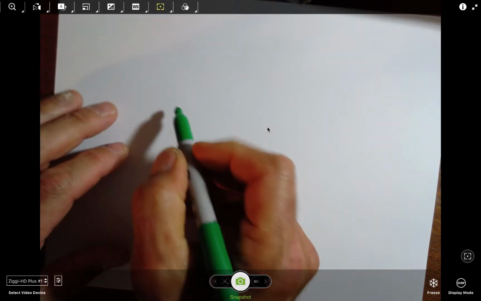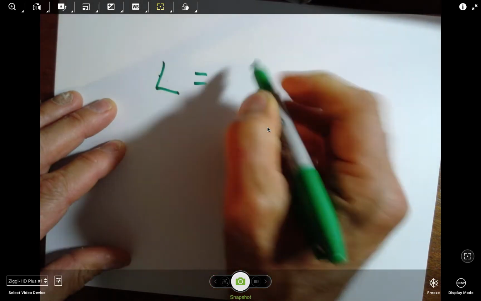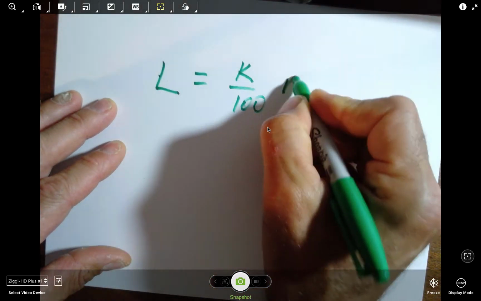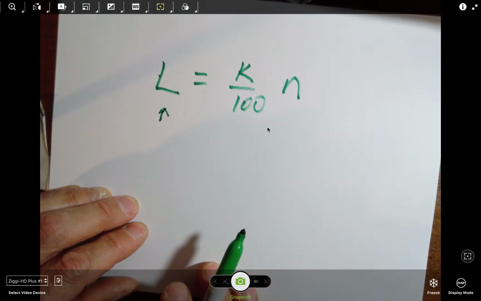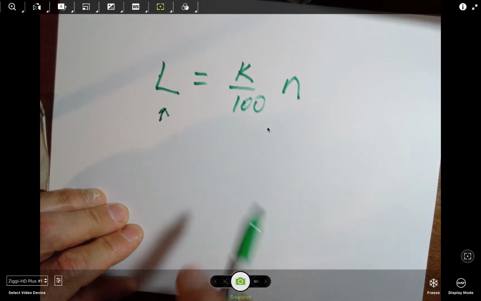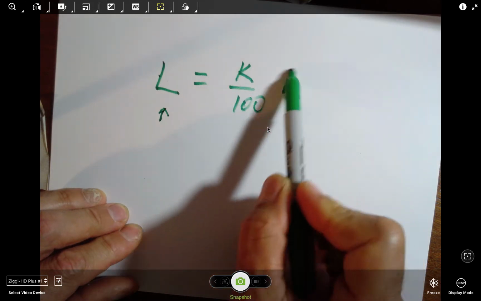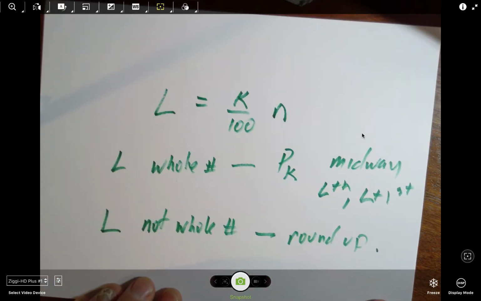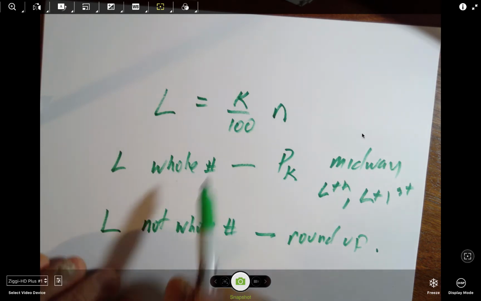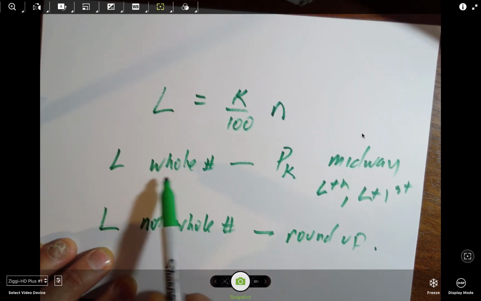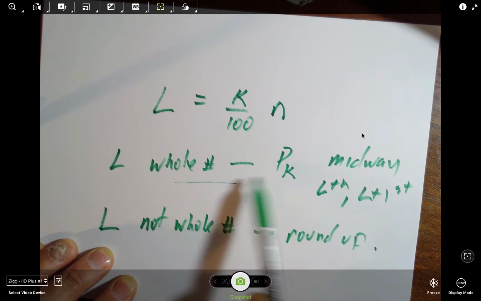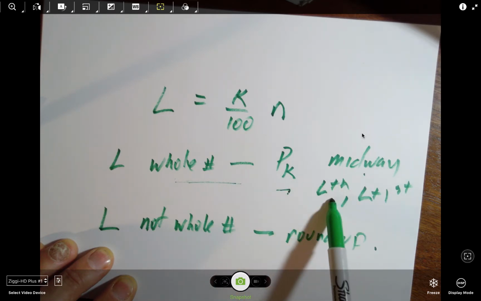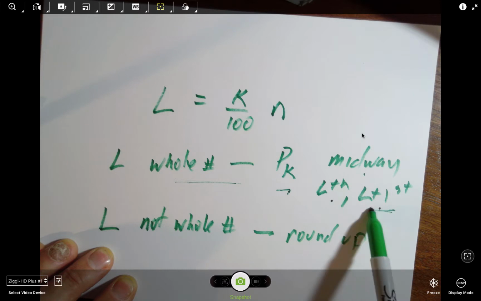Well, we have a formula. Here L is the locator, the position in the data as you arrange it low to high, of the kth percentile, and n is the number of data values. Now, if you look at the flow chart in our text on page 116, we have to do different things depending on whether L is a whole number or not. So if L is a whole number, P sub k is midway between the Lth and the L plus first value.